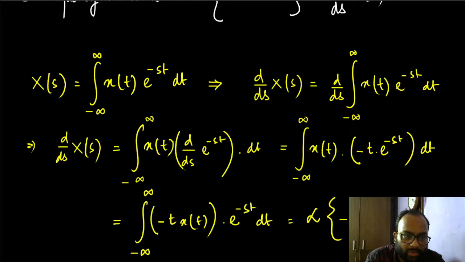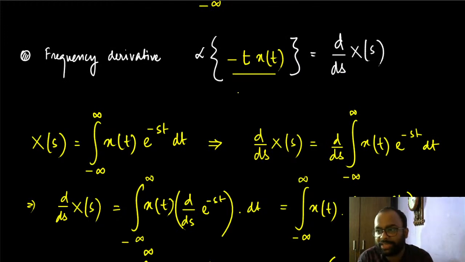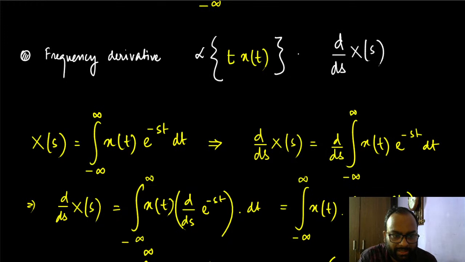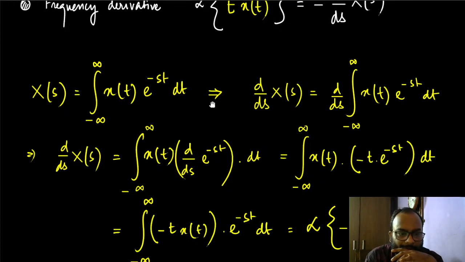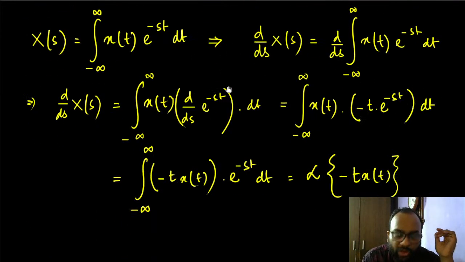So if we calculate the Laplace transform of minus t times x(t), this is going to become the derivative of X(s), right? In other words, since the Laplace transform is a linear operation, we can bring the minus sign to the other side, and let's say this is equal to minus of the derivative. Same thing, right? I believe you agree with me. All right. So this is something we can readily see here. That is called the frequency derivative property.